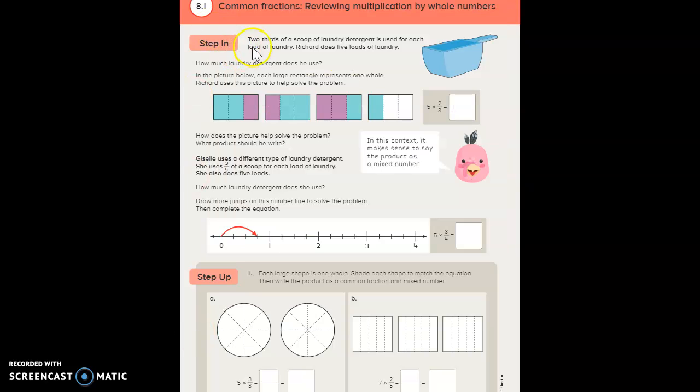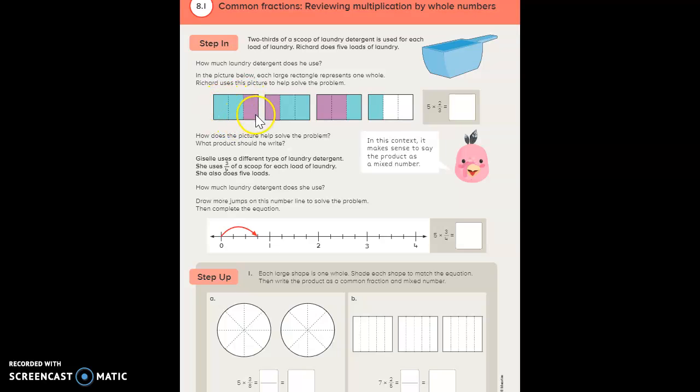So we'll start here with this first story problem. It says 2/3 of a scoop of laundry detergent is used for a load of laundry. Richard does 5 loads of laundry. How much laundry detergent does he use? In the picture below, each large rectangle represents one whole. Richard uses this picture to help solve the problem.